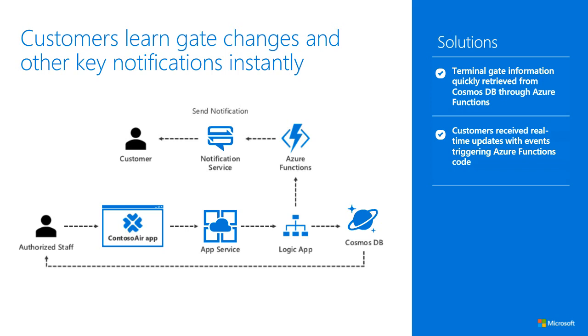Some of the key parts of this solution are that the terminal gate information will be quickly received and retrieved from Azure Cosmos DB through Azure Functions, and customers receive a real-time update when events are triggered through the Azure Functions code. This is a super simple architecture for how you can build this type of real-time interaction between users and the fictitious airline, or whatever company you choose to implement this for.